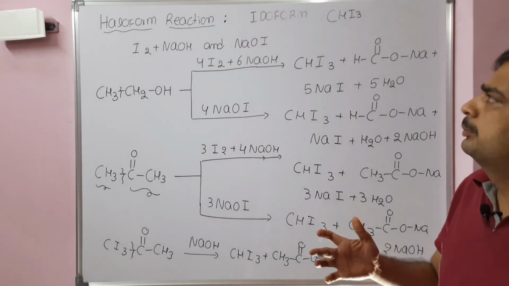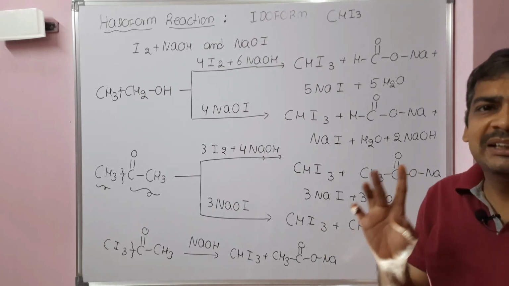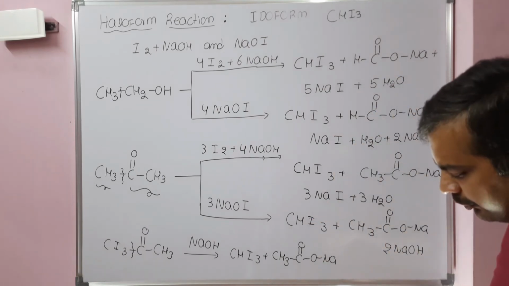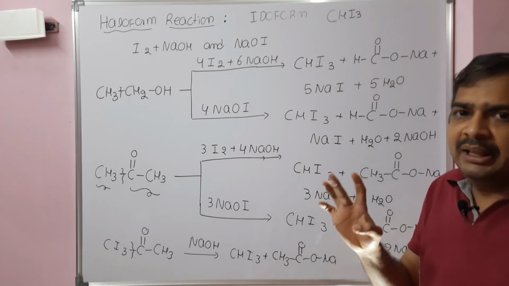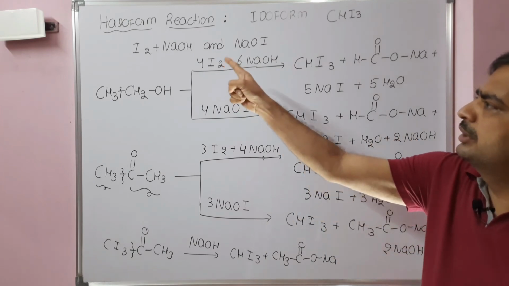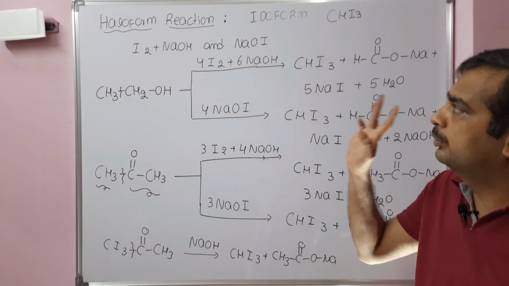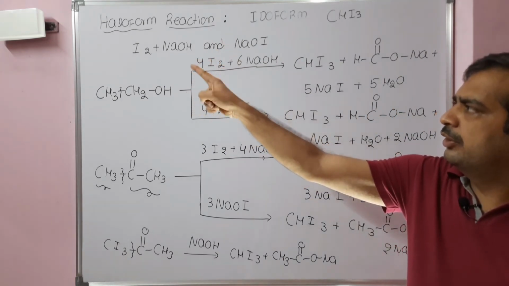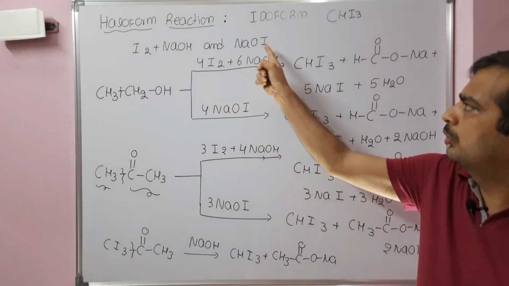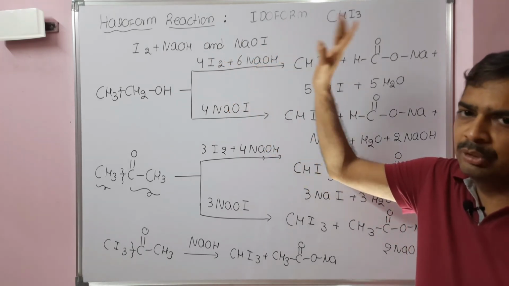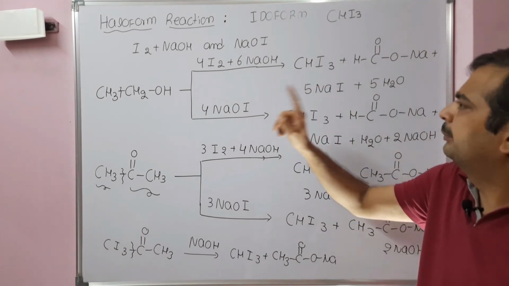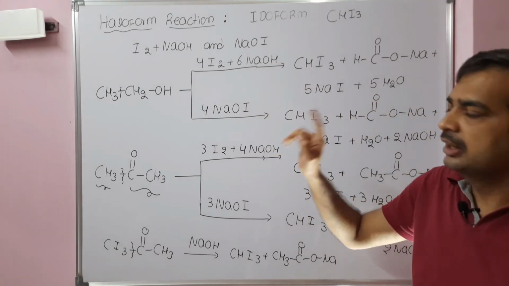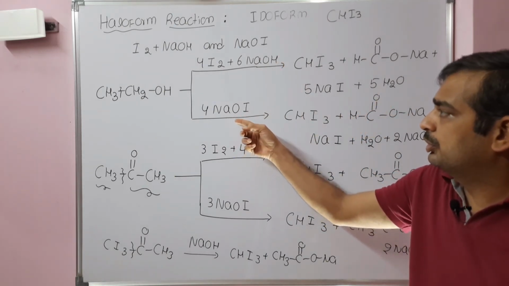Which compounds will undergo haloform reaction? CH3CO and CH3CHOH compounds will undergo haloform reactions. What are the reagents? Two types: halogen with sodium hydroxide, and sodium hypohalite. Either chlorine, bromine or iodine with sodium hydroxide, or sodium hypochlorite, sodium hypobromite, or sodium hypoiodide. For iodoform from ethyl alcohol, 4 moles of iodine and 6 moles of sodium hydroxide. In case of sodium hypoiodide, 4 moles of sodium hypoiodide.